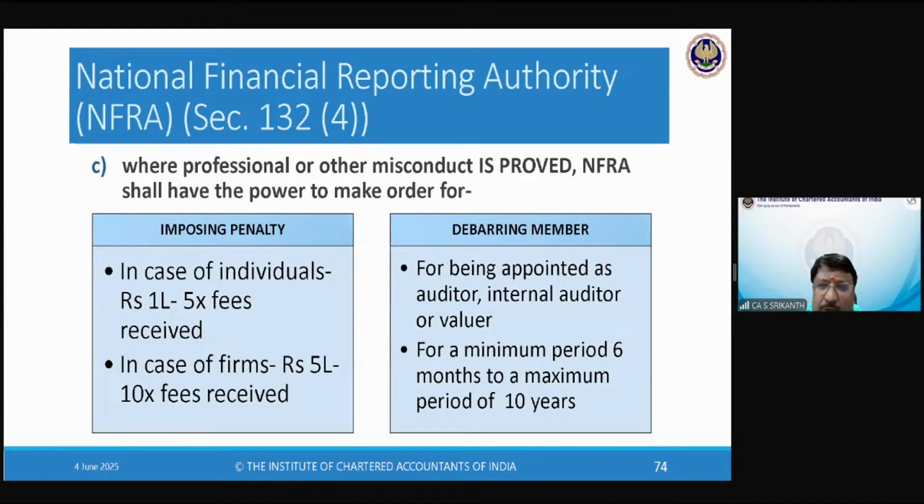Debarring the member is also possible. Debarring the member from being appointed as auditor, internal auditor, or valuer for a minimum period of 6 months to a maximum period of 10 years. To my knowledge, in the Satyam case, the partner was debarred by order, though the firm wasn't debarred. In fact, in the Indian Bank case, I remember about 13 firms were debarred from signing bank balance sheets. That was before the NFRA era. Before NFRA era. Okay.